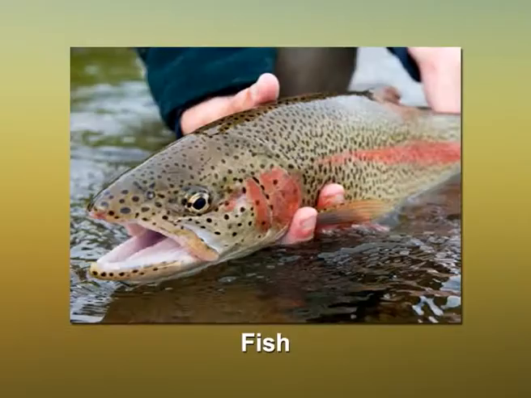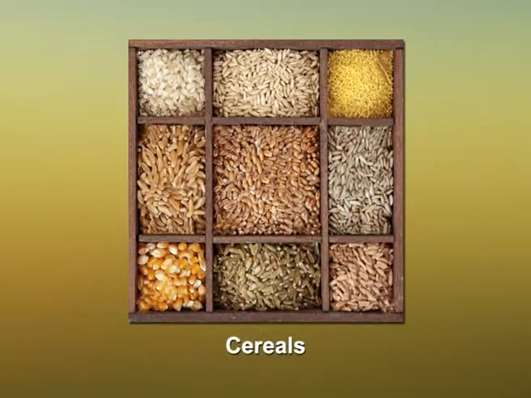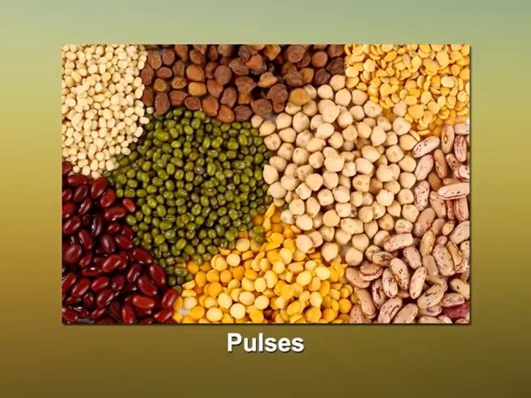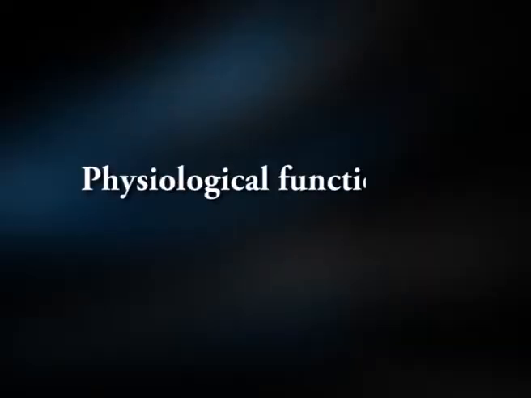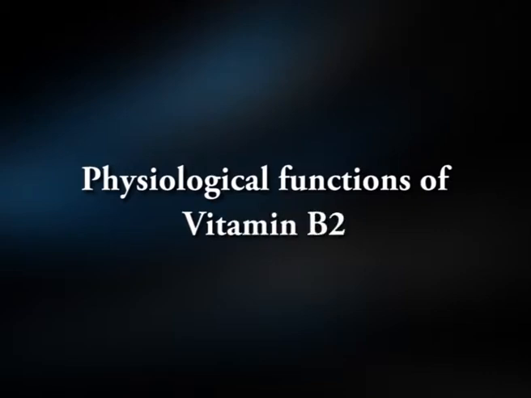Meat and fish contain small amounts. Cereals and pulses also contain smaller amounts, but germination increases the riboflavin content. Physiological functions of vitamin B2.